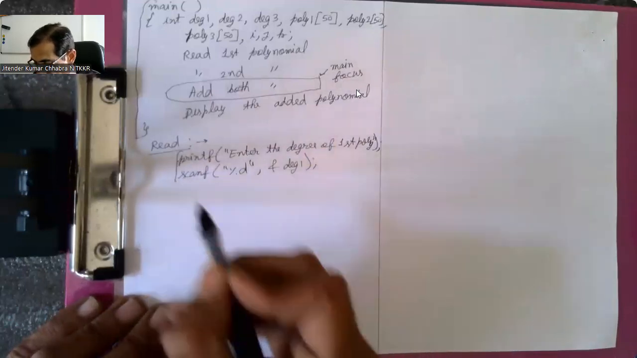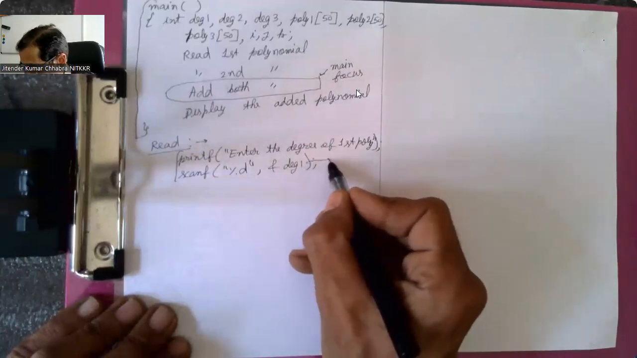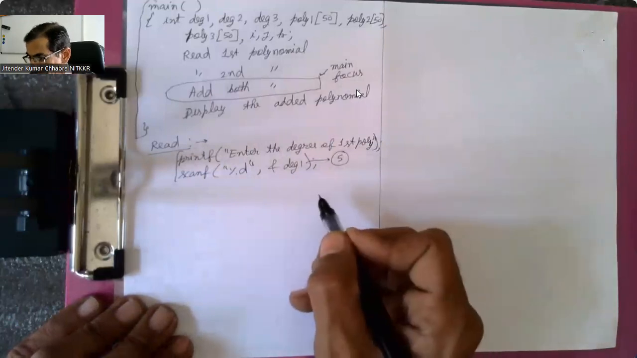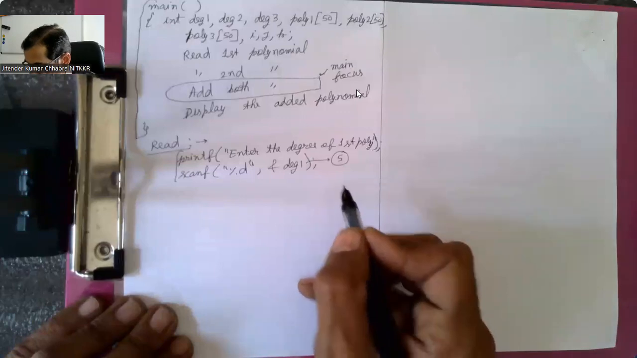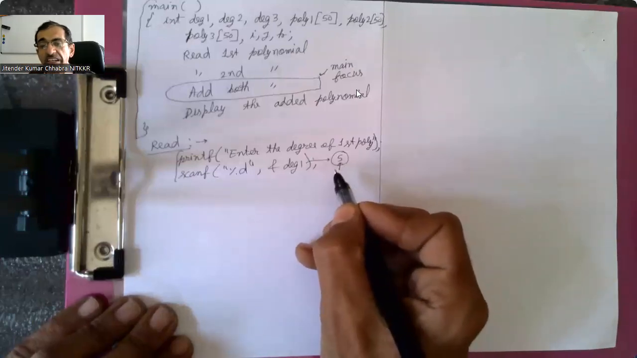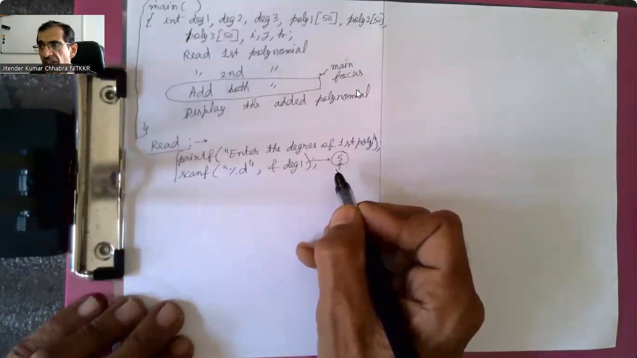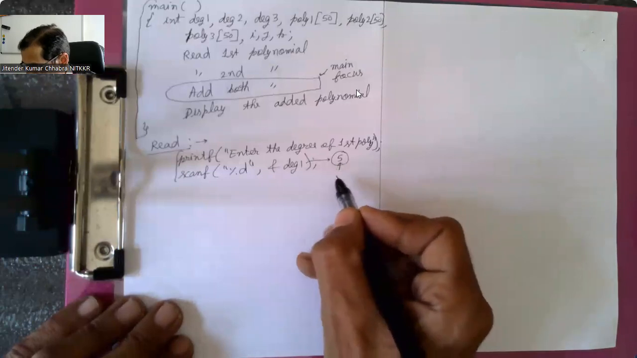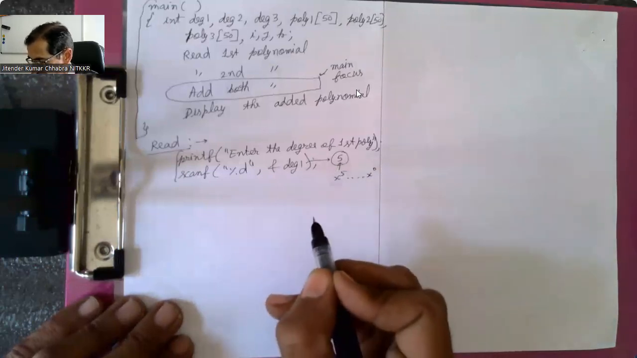So once done, I know now degree1 is known. Let's say degree1 was 5. Now what to do next? I have to read coefficients. Coefficients reading. How many coefficients to be read? This degree directly tells. If degree is 5, I am supposed to read a total 6 coefficients. Some of them could be 0, but a total 6 coefficients guaranteedly. X raised to 5 down to x raised to 0.